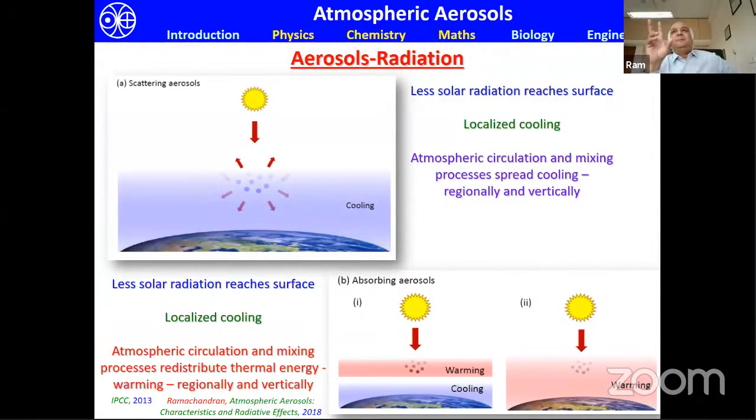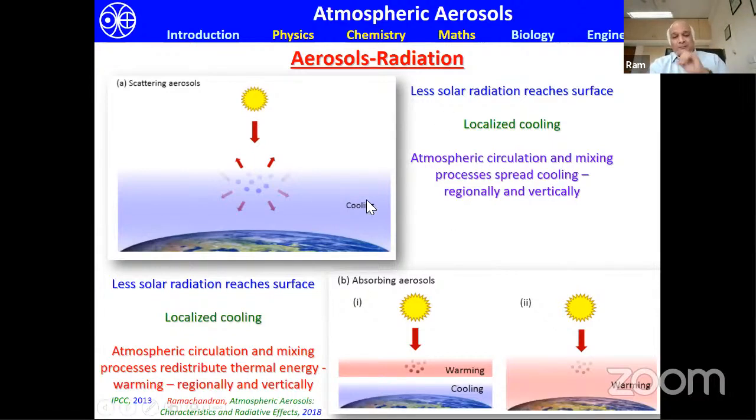Okay, now we looked at the physical, chemical, maths, biology, all these species. Now, why should we study them? Why are they important in the Earth's atmosphere? Depending on whether these particles are scattering or absorbing, the effects on the atmosphere will also vary. Please note that in both cases, absorbing or scattering aerosols, the amount of radiation that reaches the Earth's surface will be decreased. Hence, both of them will actually produce a cooling.